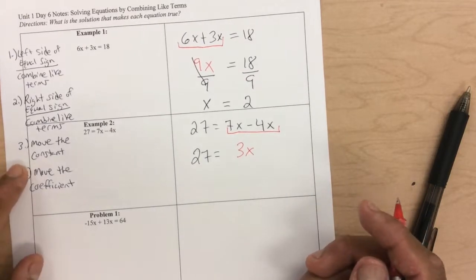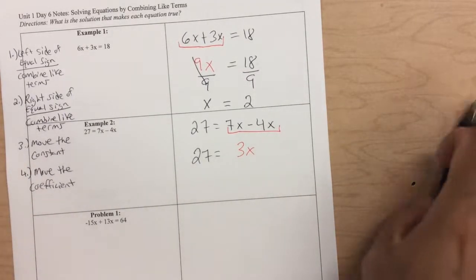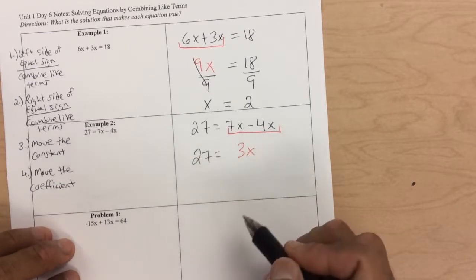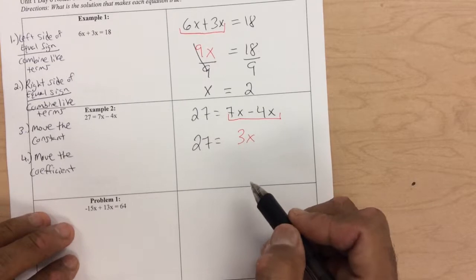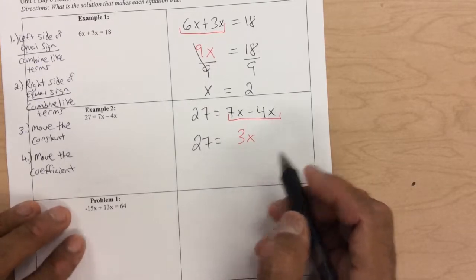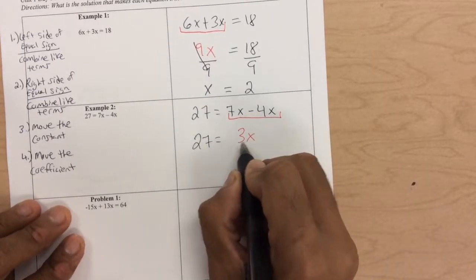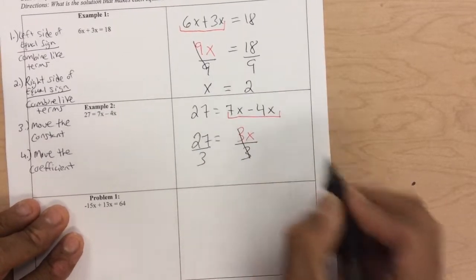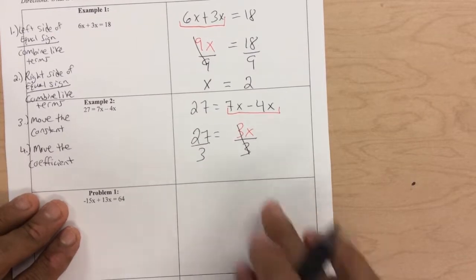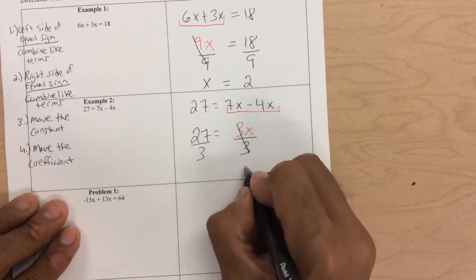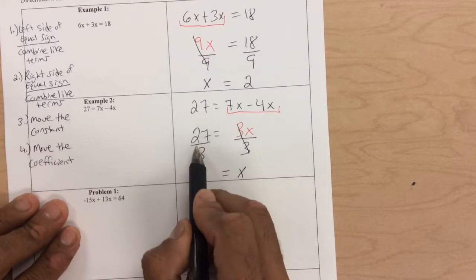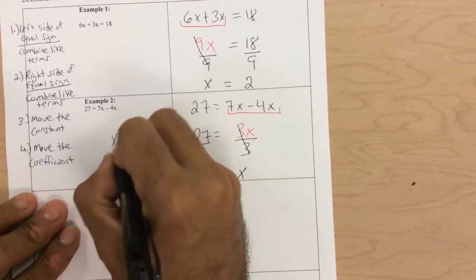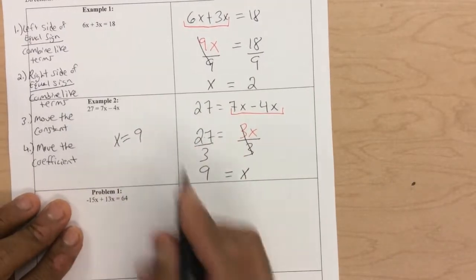Now, step 3, move the constant. Once again, there's no constant to move away from the x. So really, I don't have to do step 3. I can skip that one. Step 4, move the coefficient. So we're multiplying by 3, so the opposite is to divide by 3. And that is the only way you can move the coefficient to the other side of the equal sign. So we're left with x equals 27 divided by 3 is 9. So really, my answer is x equals 9.